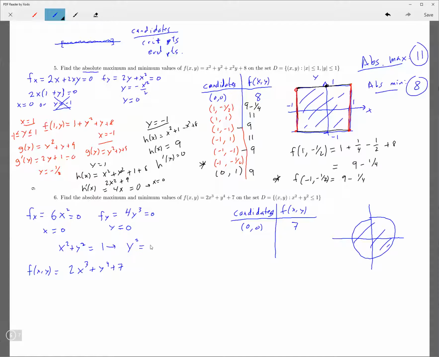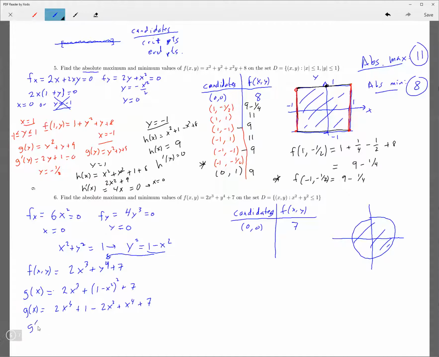Solve for y squared. Okay, and then plug that in there. You don't have to, oh, plug in because that's already y squared. So you're going to get another function, so that's 2x cubed. And then y to the fourth is y squared squared, right? So that's going to be (1 minus x) squared. Okay, let's see. 2x cubed, here we get plus 1 minus 2x squared plus x to the fourth.